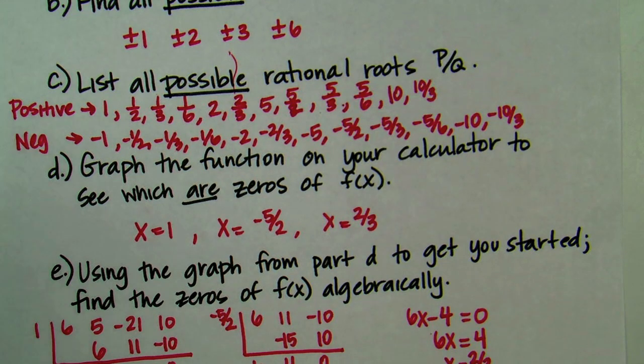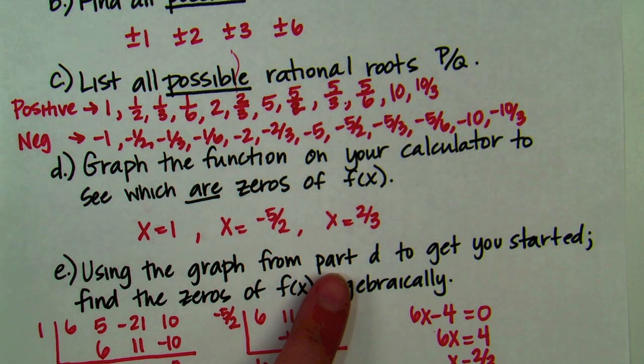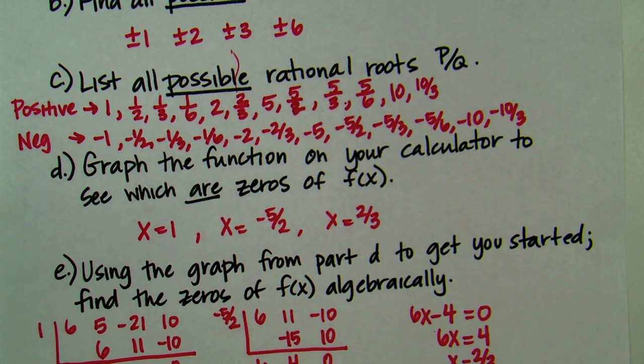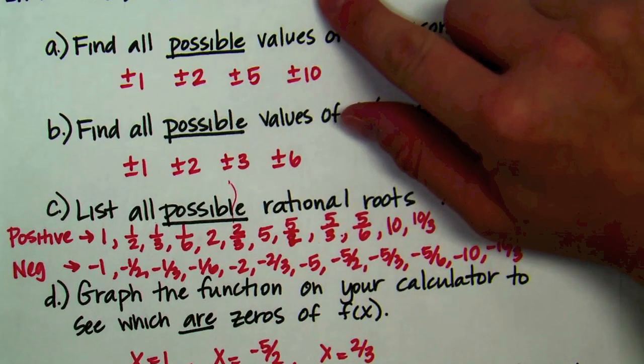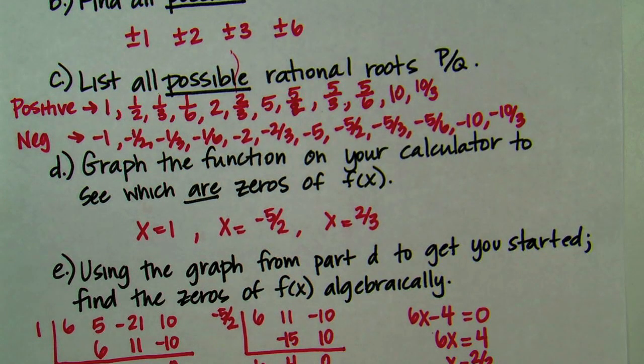On our graph, it looked like we had a root at about -2.5, which was -5/2, close to 1, and then 1. That close to 1 was 2/3. So those 3 intercepts of our graph show us the 3 roots: x equals 1, x equals -5/2, and x equals 2/3. So we can test those using the factor theorem to see if those are indeed roots.